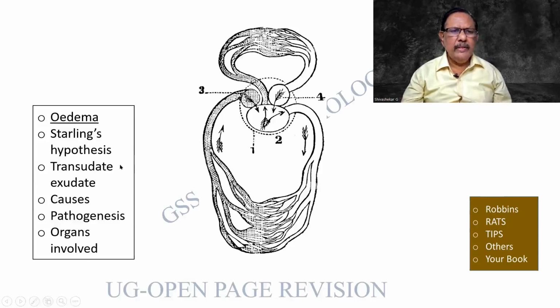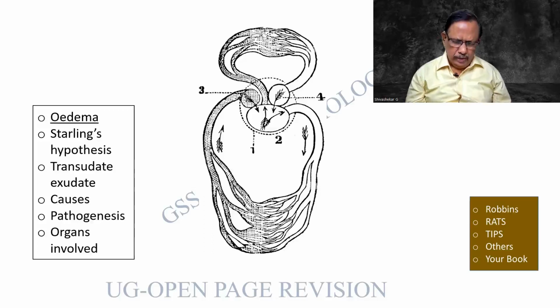This one is another favorite one of mine, transudate and exudate. In my book and notes, in R.A.T.S, I would have given a tabular column explaining the differences between transudate and exudate. Please go through it. Summarily, I used to say, exudate, everything is in excess. The color will be in excess, the specific gravity will be in excess, the cellularity will be in excess. But then there is a very good tabular column, kindly go through it.